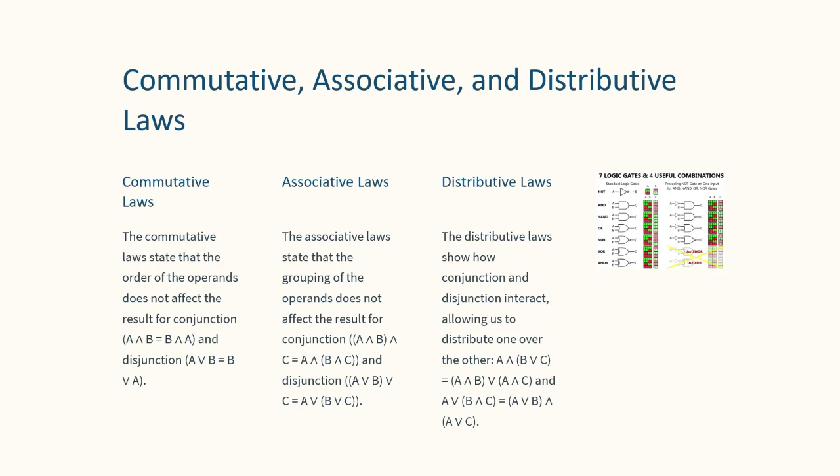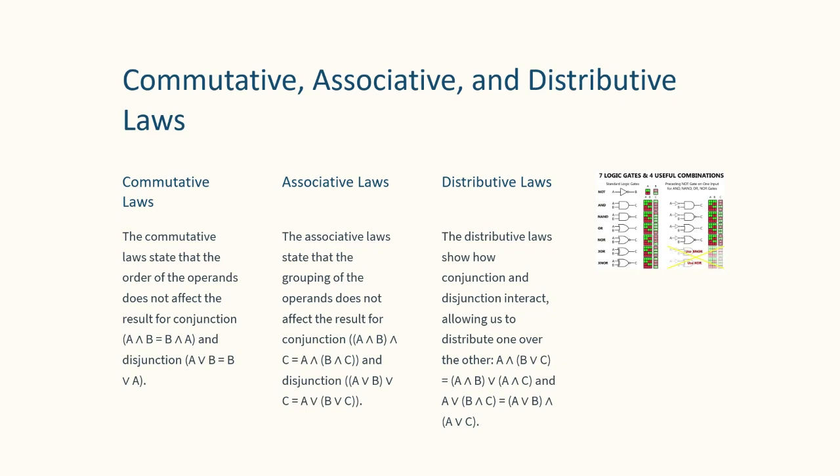Associative laws state that grouping of the operands does not affect the result of conjunction. In the first condition, A and B are grouped, and it is equal to A and B and C grouped in the second condition. It also works for the disjunction operation. A or B or C is equal to A or B or C.